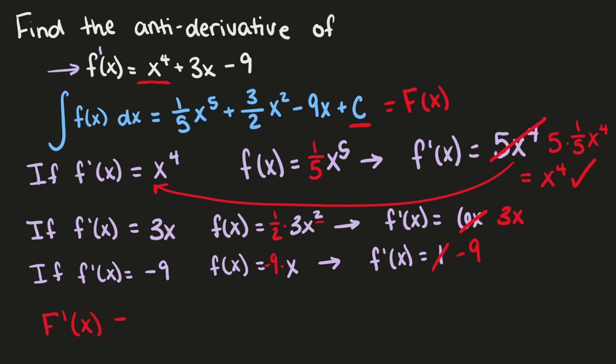we would find that capital F prime of x would be equal to the derivative of our first term, which is going to be 5 times 1 over 5 x to the 4th power, using the power rule, plus the derivative of our second term, which is 2 times 3 over 2 x, again using the power rule, minus 9, using the power rule, which is equal to x to the 4th plus 3x minus 9, which is exactly what we started with.